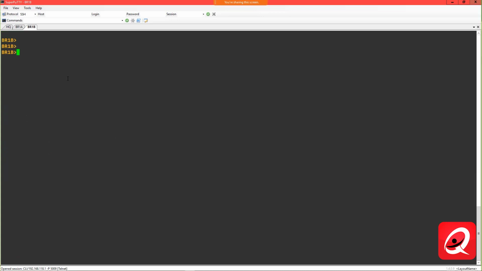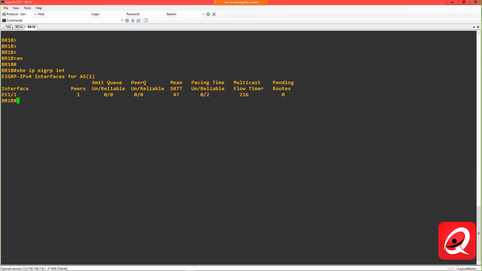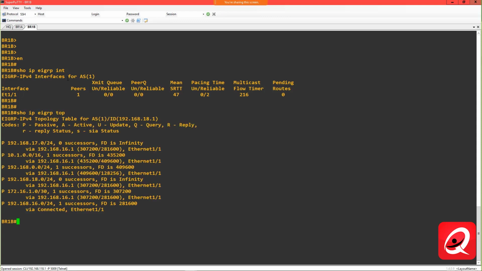On BR1B, I'm going to do a quick show ip eigrp interface, so I can see that I'm only running EIGRP on Ethernet 1.1. And if I do a show ip eigrp topology, I can see that the 17 network, interestingly enough, is in EIGRP, but it has a feasible distance of infinity. And we'll talk about that in a second.